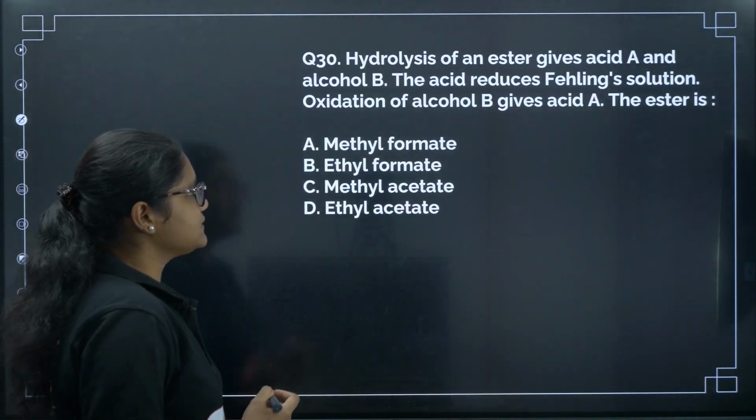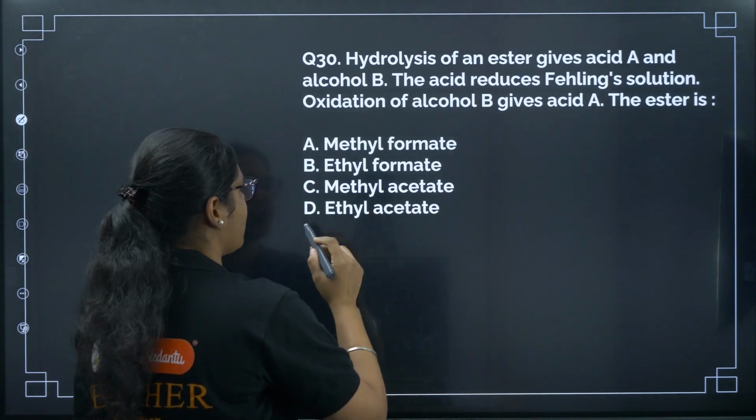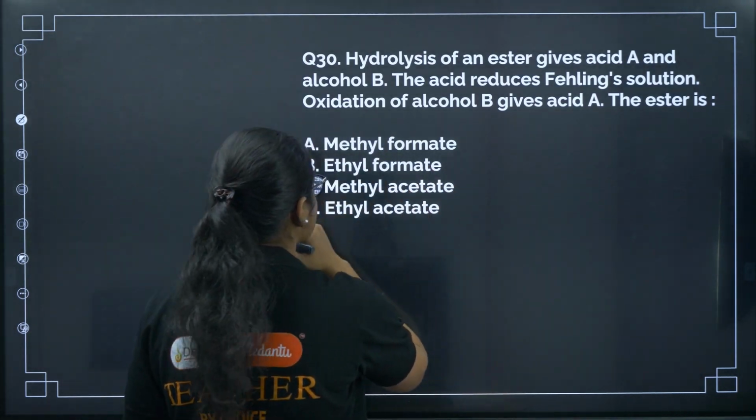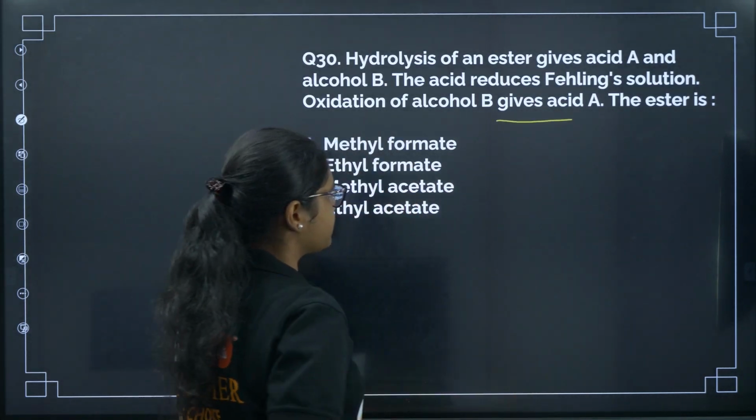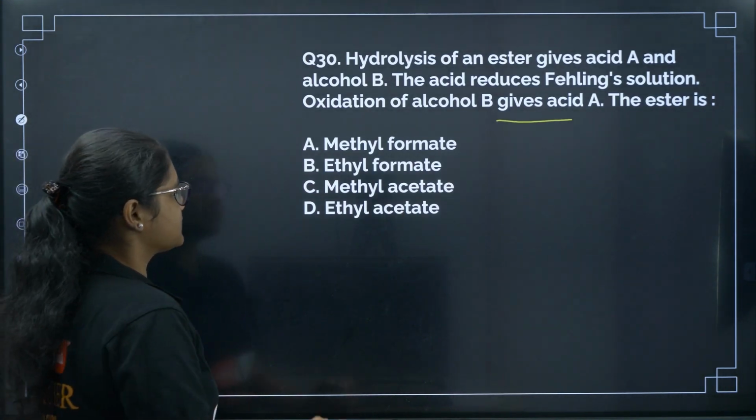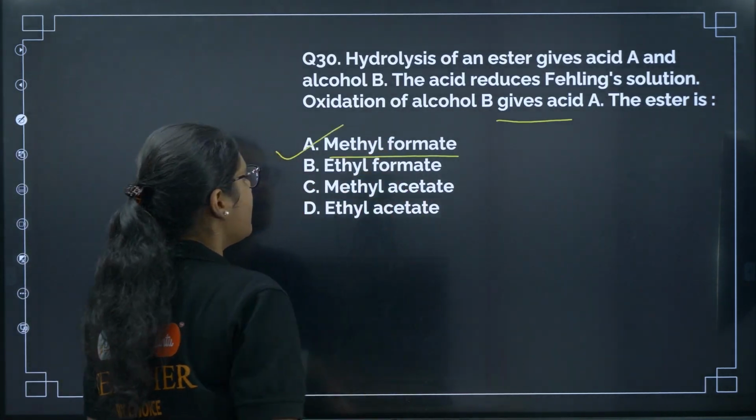Next one, hydrolysis of an ester gives acid A and alcohol B. The acid reduces the Fehling solution. Oxidation of B gives A. Okay, this question we have already discussed, just now. So the answer for this question will be methyl formate.